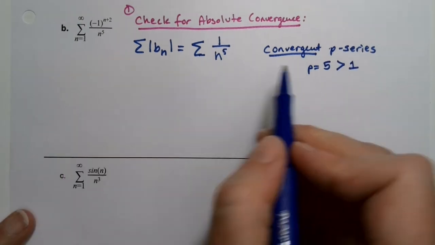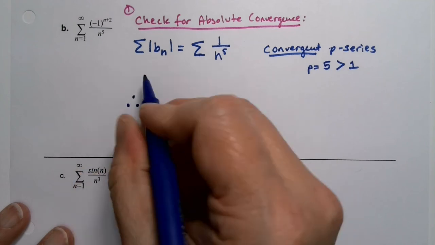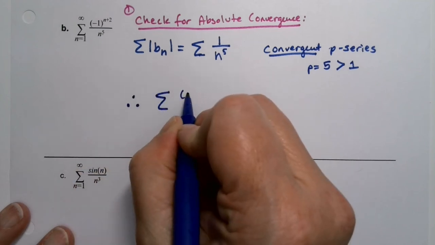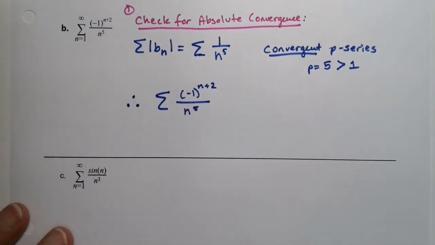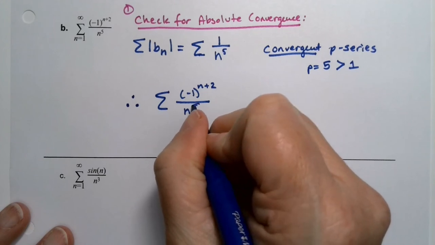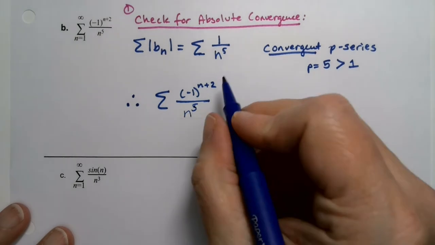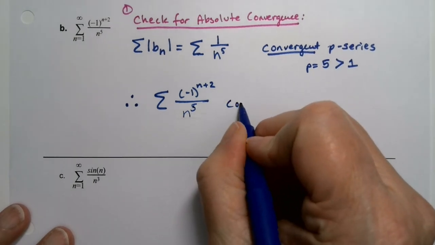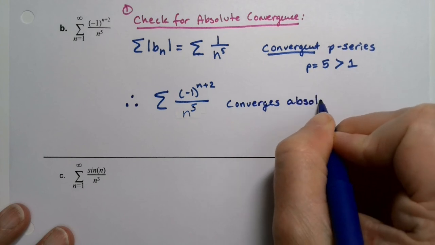Okay, therefore we're done. Once it converges absolutely, that's the more powerful convergence anyway. So we'll just say negative 1 to the n plus 2 over n to the 5th. Oh, except my 5 looks like a blob. Sorry about that. Oh, now it looks even worse. Hold on. There we go. I'm not sure that's better, but converges absolutely.